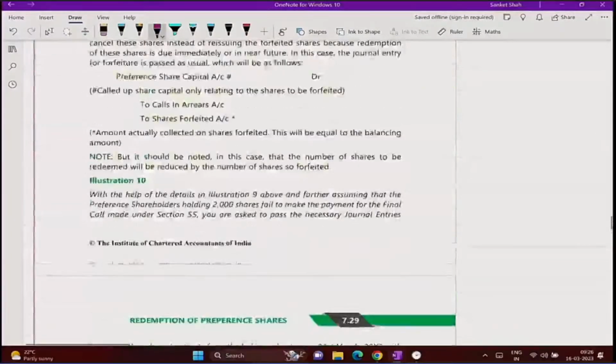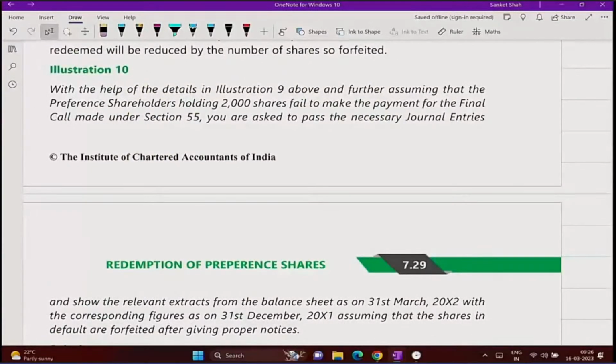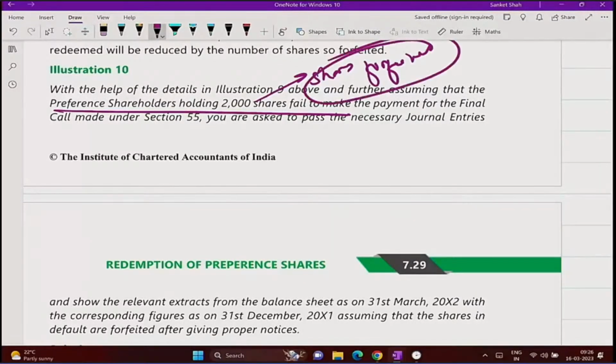Tomorrow take out the diagram, Illustration number 10. The same question is there, same question, but the preference holder has failed to pay that amount, and if he fails, you will open shares forfeited here. I already explained the shares forfeited concept, so you apply it over here and solve Illustration number 10.